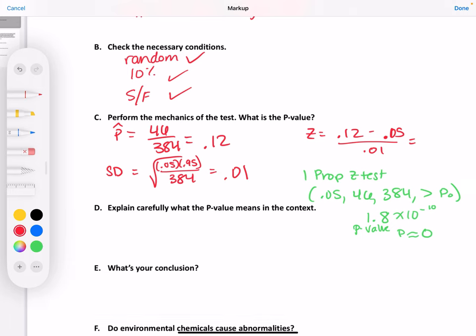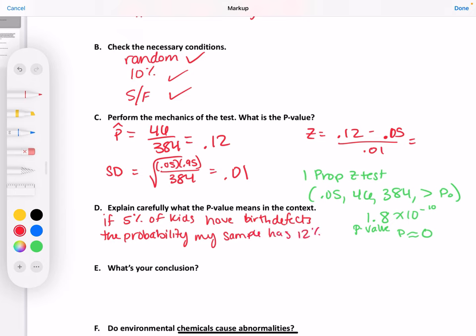So then it says to explain carefully what this p-value means in context. So if 5% of kids have birth defects, the probability my sample has 12% is 0. So we got 12% from our sample, but the probability of getting 12% was 0, basically, is what that means.